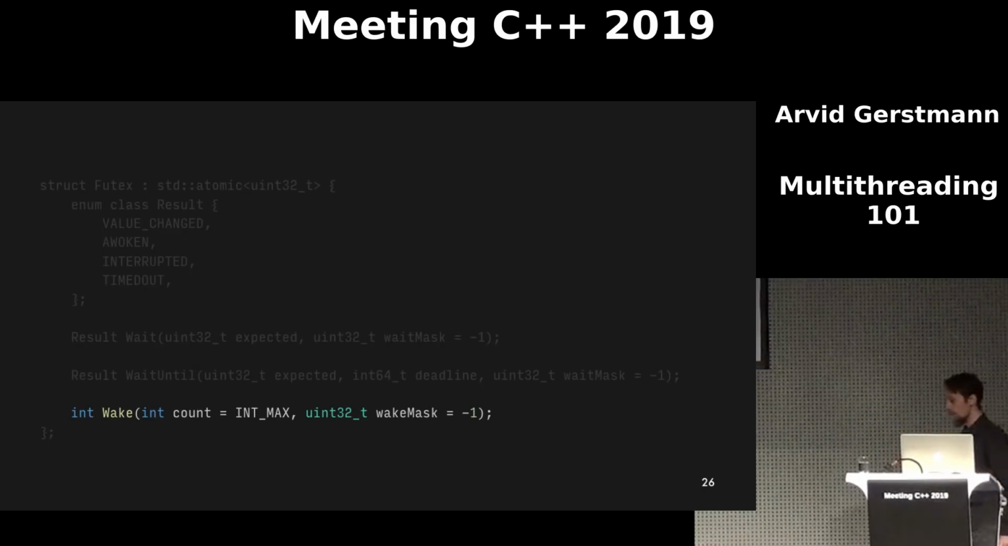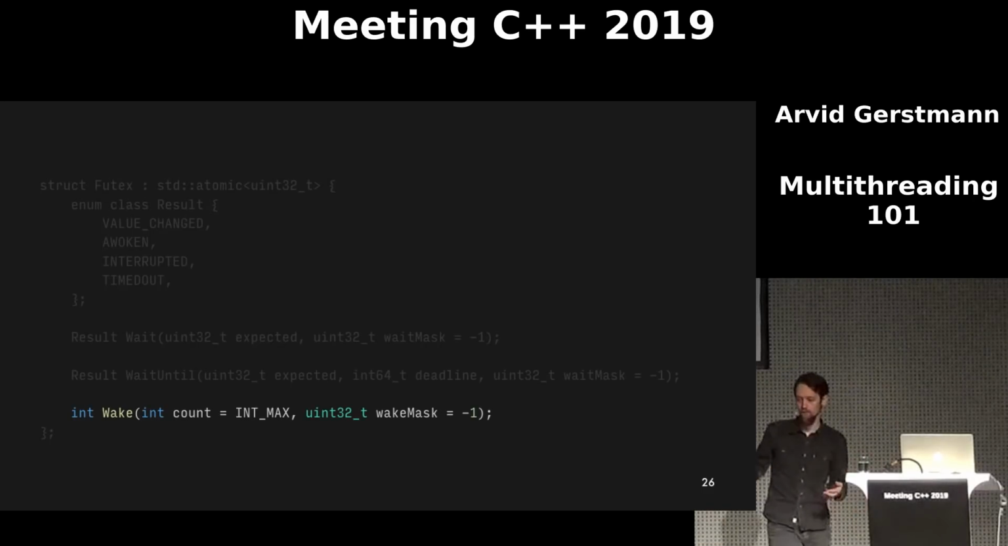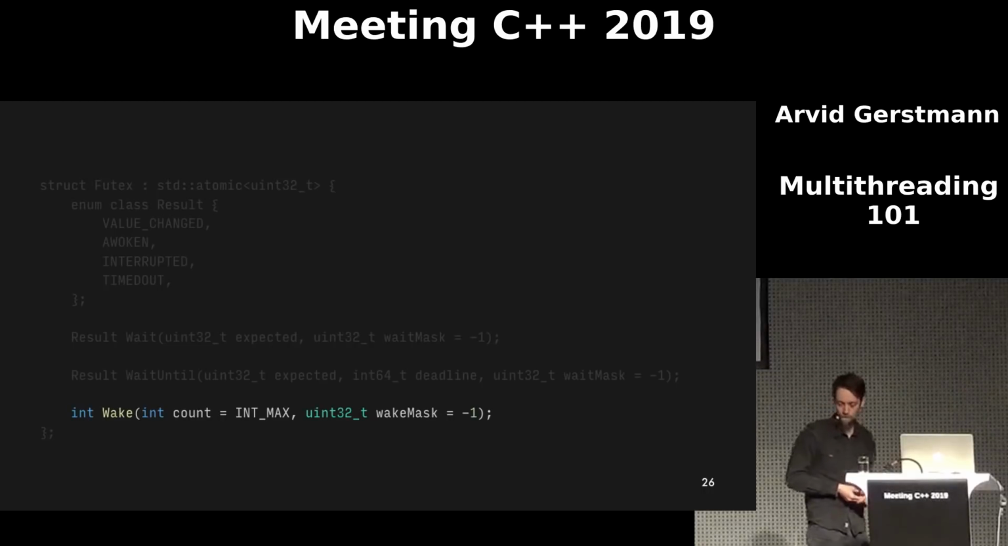Wake mask and wait mask. Those are the 2 masks I've been talking about. They are now coming into play. The wake mask here will be bitwise ANDed with the wait mask. And if the bitwise AND between wait mask and wake mask is true, we will wake up the thread. It's going to default to -1, which means all the bits are set. So by default, it will wake up any thread it can find. And in the end, it will return an integer, which is just the number of threads which have been woken up.